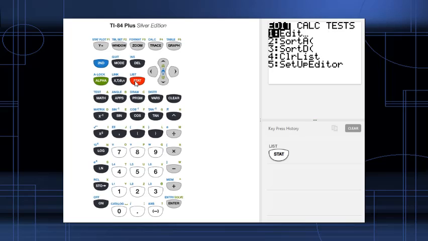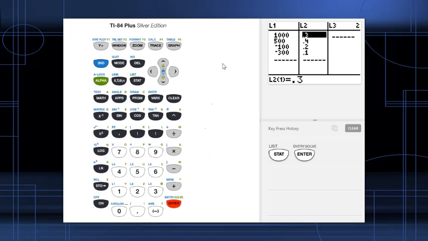And so I'm going to go to Stat, and I'm going to edit the list. I'm going to hit Enter here. Now, in this case, I've gone ahead and entered the data for Fund C, which had a 30% chance of a $1,000 profit. I put the profit in L1, and I put the probability distribution in list 2. So there's a 30% chance of a $1,000 profit, a 40% chance of a $500 profit, a 20% chance of a $100 loss, and a 10% chance of a $300 loss.